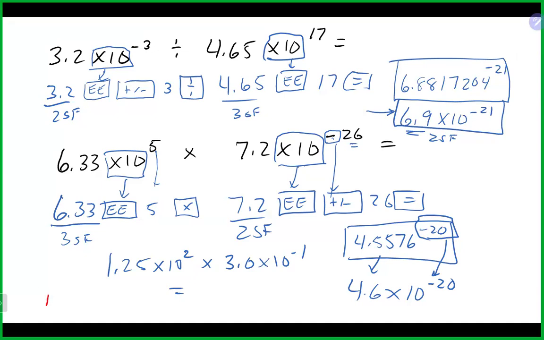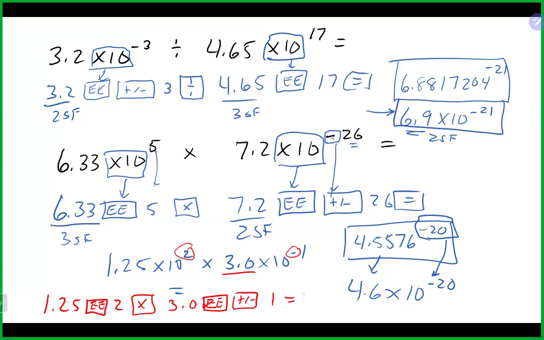Okay, so again, we're going to punch in 1.25. We're going to hit our exponent button, and that's a positive 2, so we don't need the negative, just the 2. Going to hit the multiplication button, punch in 3.0, exponent button, and this is a negative, so we do need the negative here and a 1, and hit equals. In this case, you get a small enough number that it will probably just spit out 37.5.